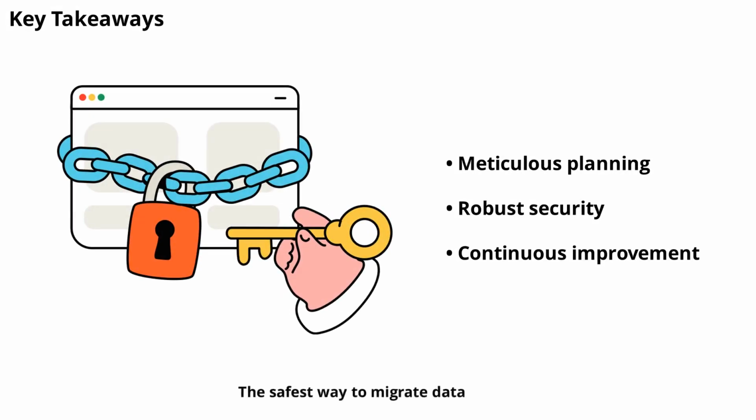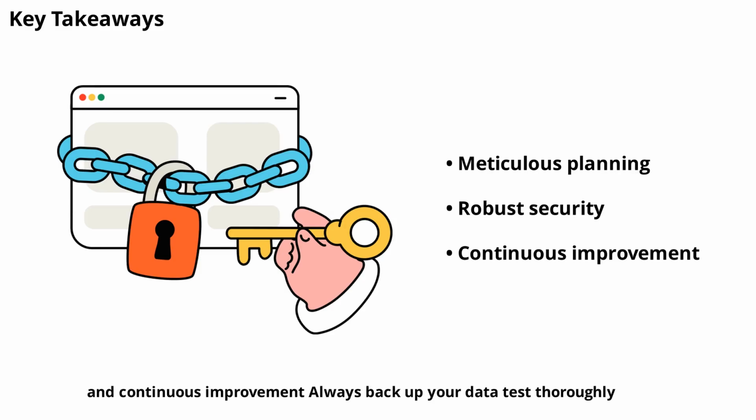The safest way to migrate data into ITSM software involves meticulous planning, robust security, and continuous improvement. Always back up your data, test thoroughly, and document every step. Engage stakeholders, provide user training, and monitor progress closely. Remember, safe migration is not just about moving data. It's about protecting your organization's most valuable assets and ensuring business continuity.